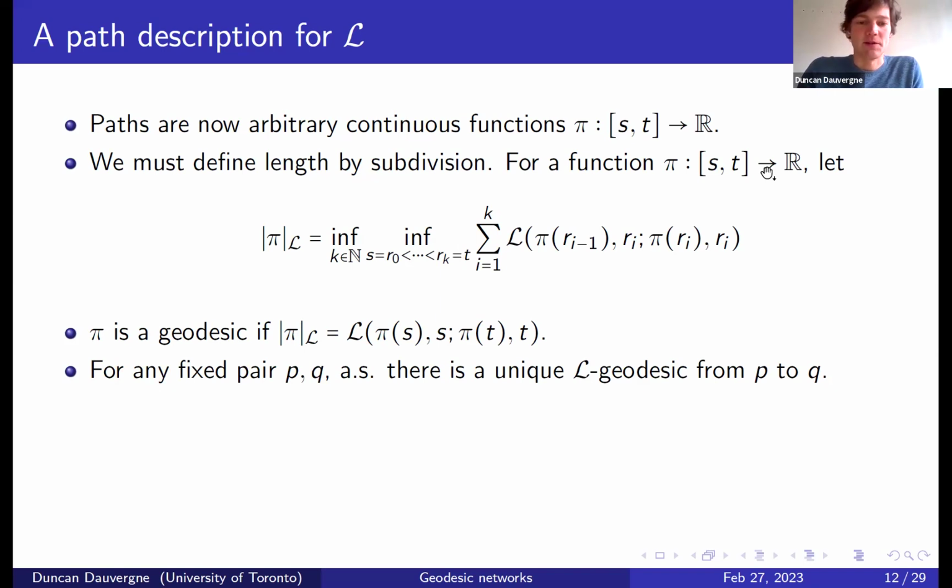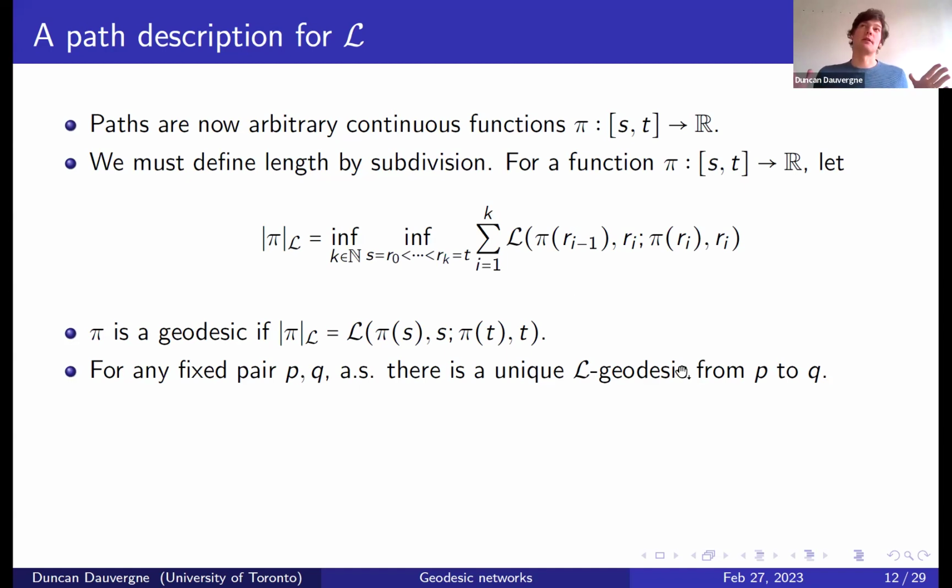So when we were first constructing this object, we proved the following thing, which is that if you fix a pair of points, P and Q, then almost surely there's a unique geodesic between these 2 points. Okay.